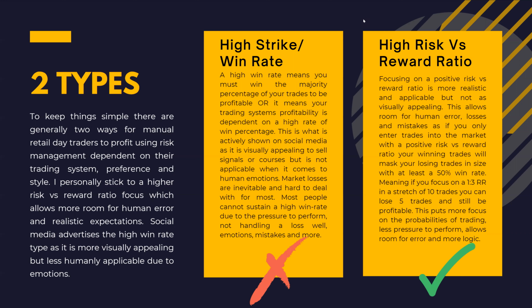So if you focus on a 1-to-3 risk versus reward ratio, in a stretch of 10 trades, if you're accepting your losses at the 1 ratio of loss and removing your wins at the 3 ratio of a win, sure, you can let other positions continue to extend risk-free, move your stop loss and trail it. We'll talk about that in a second. But we're talking about very basics. If you're accepting your stop losses at, we'll say, 10 pips, and you're accepting your wins at 30 pips, in a stretch of 10 trades, you can lose 5 trades and still be very profitable, right?